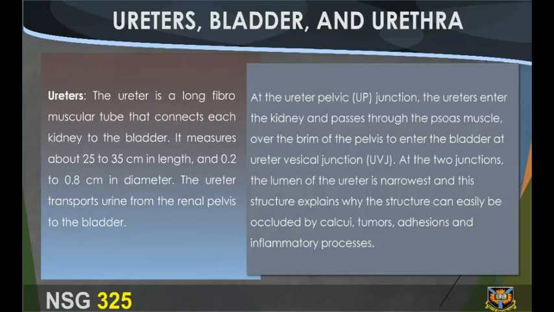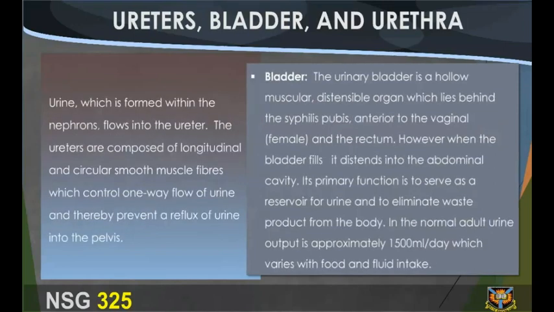At the ureteropelvic junction, the ureters enter the kidney and pass through the psoas muscle over the brim of the pelvis to enter the bladder at the ureterovesical junction. At the two junctions, the lumen of the ureter is narrowest, and this structure explains why the ureter can easily be occluded by calculi, tumors, adhesions, and inflammatory processes.